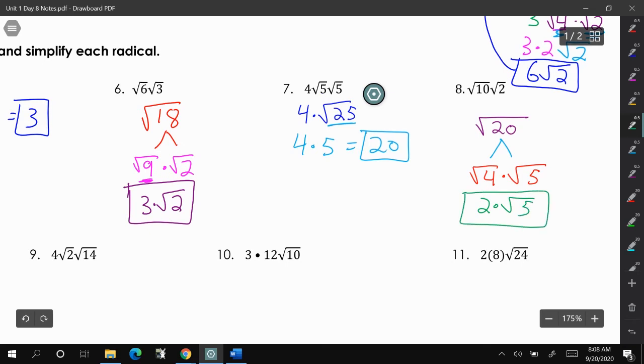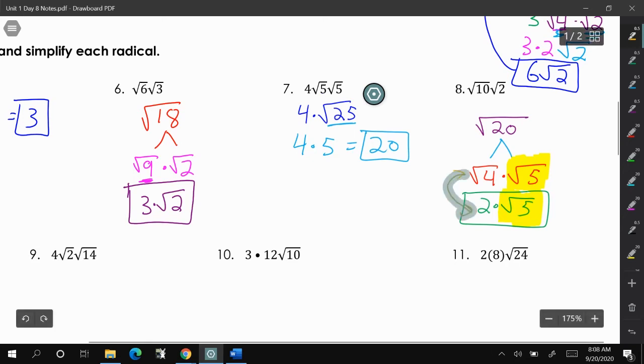One of the most common mistakes I see students make is they'll get rid of the square root symbol with this step here. You only get rid of the square root symbol if you're taking the square root. See, from the square root of 4 down to 2, the reason why the square root symbol is gone is because I took the square root of 4. Here, I didn't take the square root of 5, I just left it alone, so I need to make sure I keep that square root symbol there.